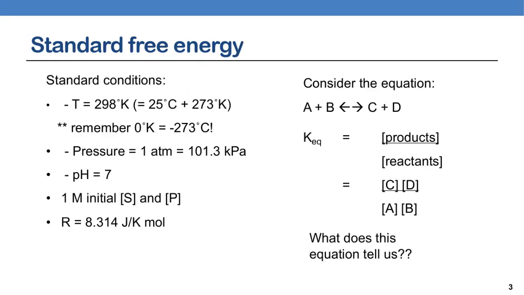Okay, quick review of the standard free energy. So standard conditions: temperature is always going to be 25 degrees, and this is going to be in kelvins. So be careful of your units when you're doing these calculations, because often you might get the temperature in Celsius, and it might be 37 degrees if you're not at standard conditions. So remember that you have to convert it to kelvins.